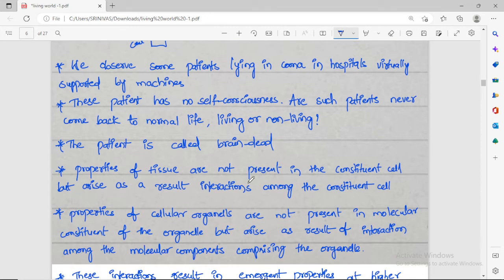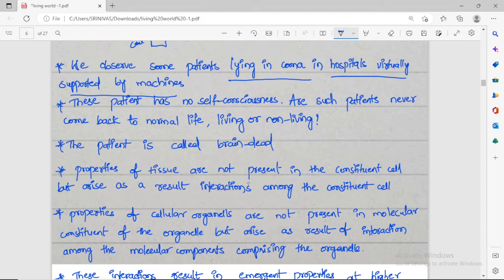Next, we observe some patients lying in coma in hospitals, virtually supported by machines.